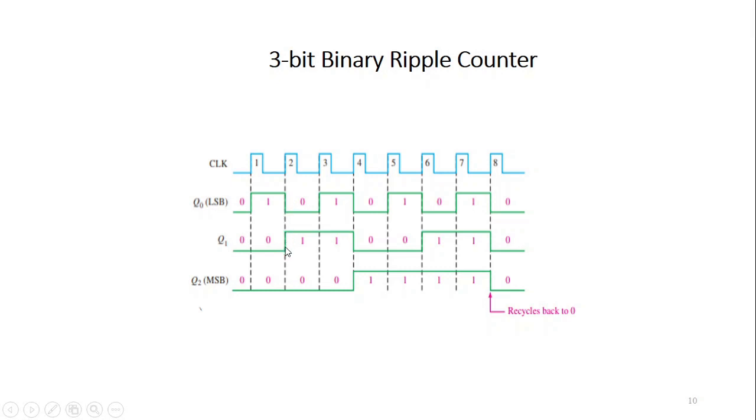So here the value of Q1 is changing from 0 to 1. And at the next negative pulse of Q0, it will change again. Toggling will happen for the next flip-flop. That is why it is shown like this.